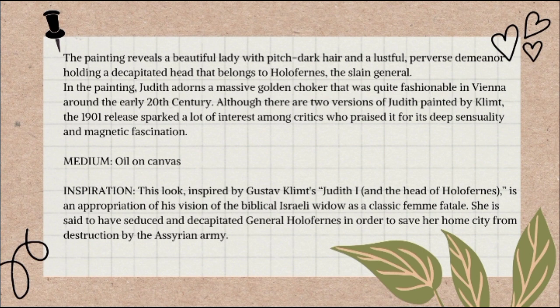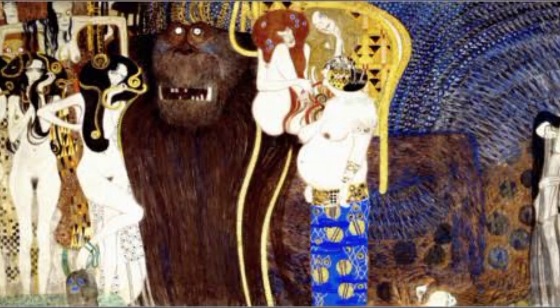The medium used is oil on canvas. The inspiration: this work, Gustav Klimt's Judith and the Head of Holofernes, is an appropriation of his vision of the biblical Israelite widow as a classic femme fatale. She is said to have seduced and decapitated General Holofernes in order to save her home city from destruction by the Assyrian army. The third famous painting is Beethoven Frieze.